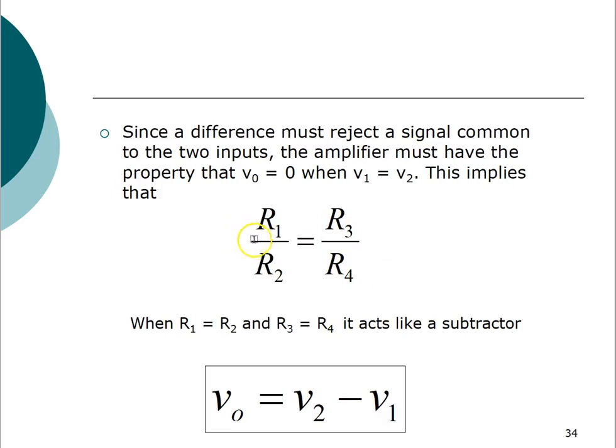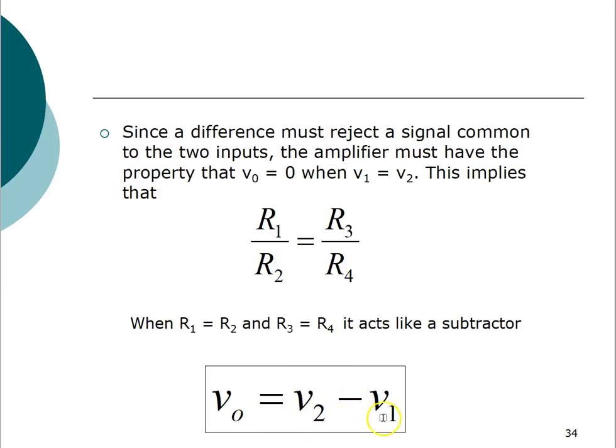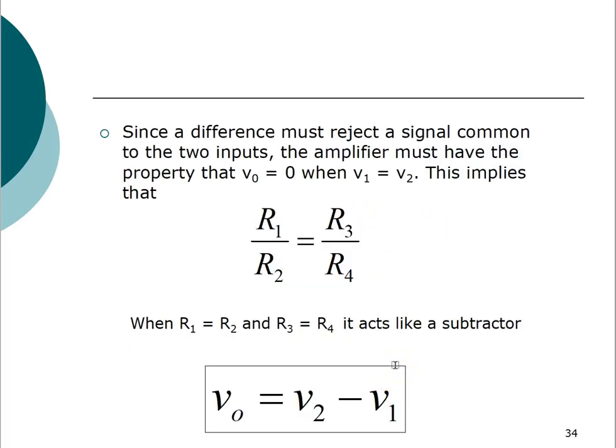So if you have this, what does this mean? This means that your difference op-amp will reject a signal common to the two inputs. If you assume that R1 is equal to R2 and R3 is equal to R4, and put that value in, making some of the resistances equal, then you are going to get V0 is equal to V2 minus V1. If you get this value, then this is your subtractor. This is why it is a subtractor: it is subtracting the two inputs, V2 and V1. This way you can make a subtractor.